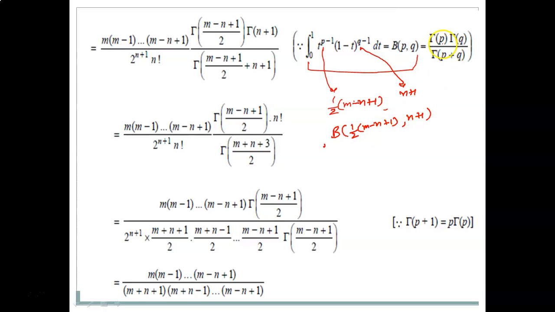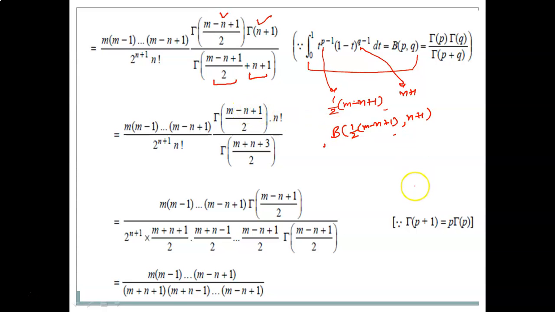But beta(p, q) is equal to this quantity. So the meaning of p is this thing and the meaning of q is n plus 1. So using this formula, gamma p, gamma q divided by gamma p plus q, we can have gamma p is this quantity, gamma q is this quantity, gamma of p plus q is this quantity.